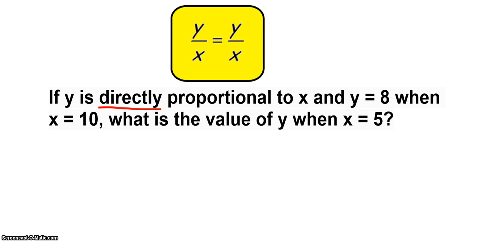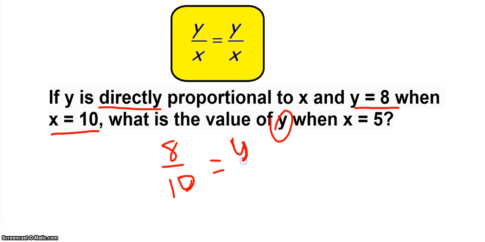So our first y is 8, so I put 8 up top. Then our first x that 8 goes with is 10. So 8 over 10 equals, and I'm asking for the value of y, so y on top, and then when x equals 5, divided by 5.